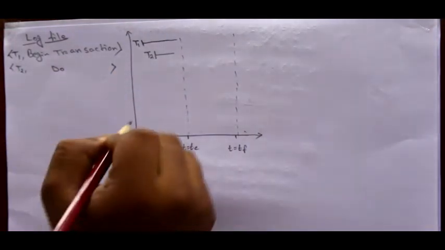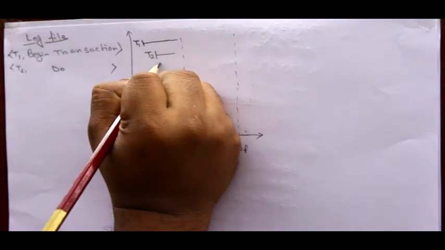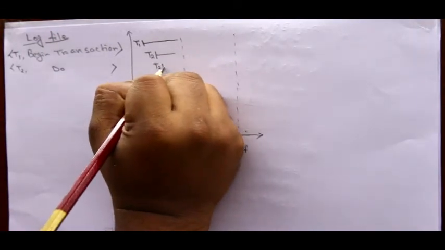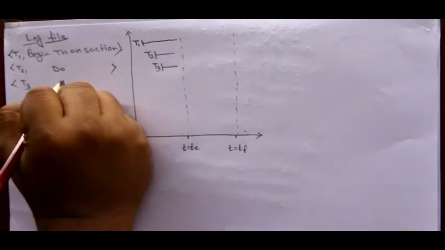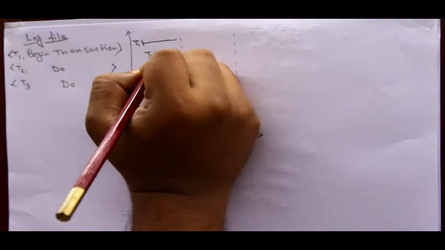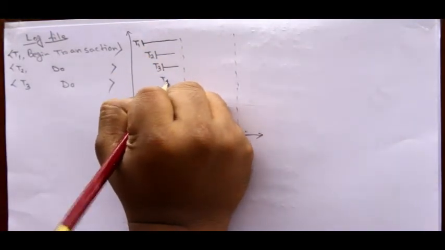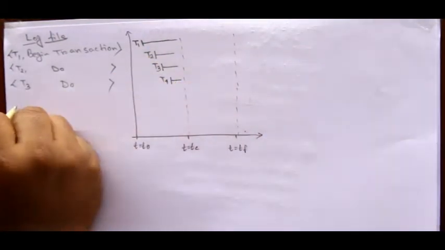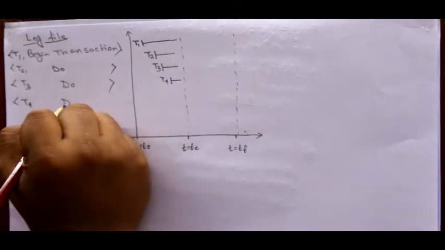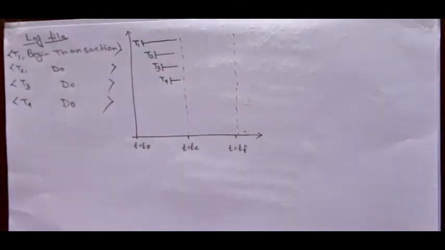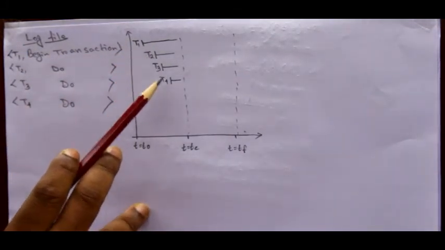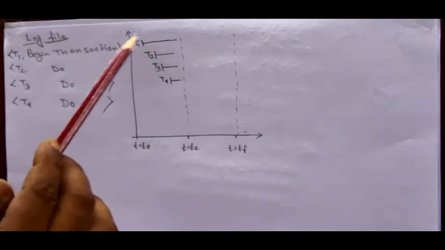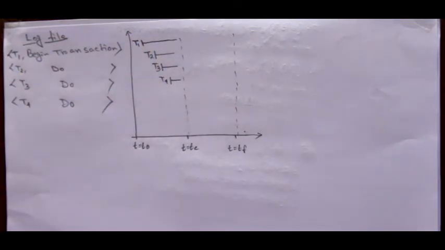After a short time, transaction T3 starts its journey, and similarly transaction T4 starts its journey. So initially four transactions are started: transaction T1, T2, T3 and T4, with some time interval, and all the details are recorded in the log file.